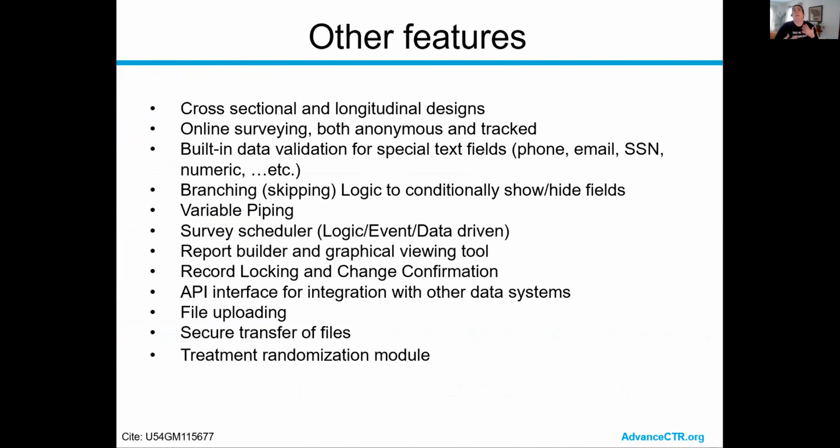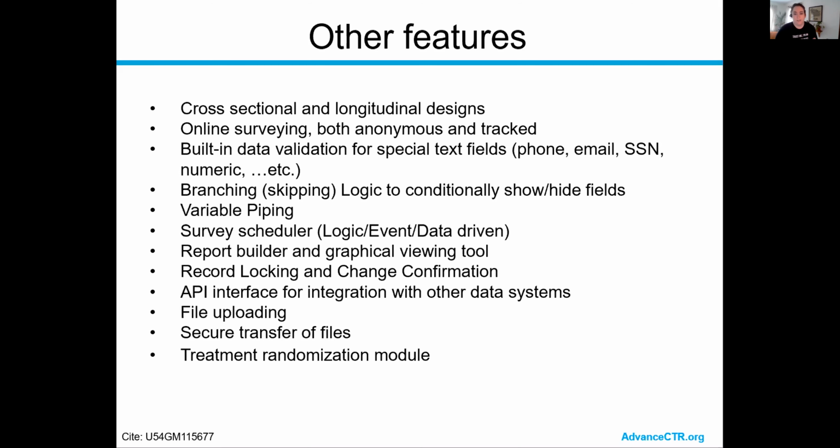And just for some of the additional features in here, so you can have cross-sectional data, or you can set up longitudinal studies. You can have anonymous surveys or have them tied to specific tracked emails. You can have this built-in validation that I mentioned earlier. You can use branching logic to conditionally show and hide subsequent questions. You can use variable piping to have a participant's response in one question be used in the prompt for a subsequent question.